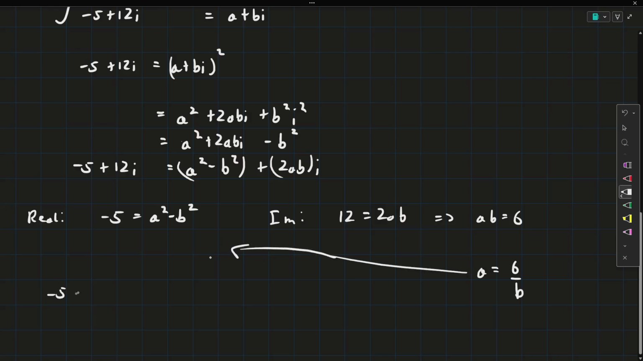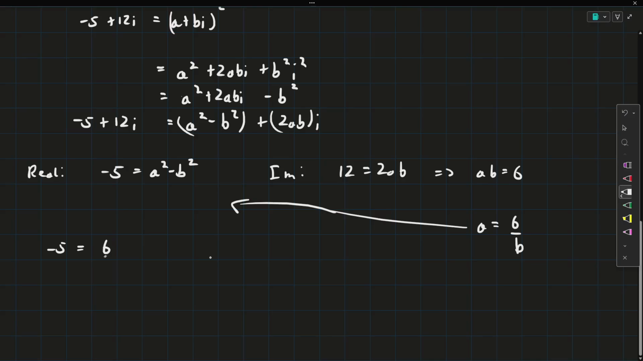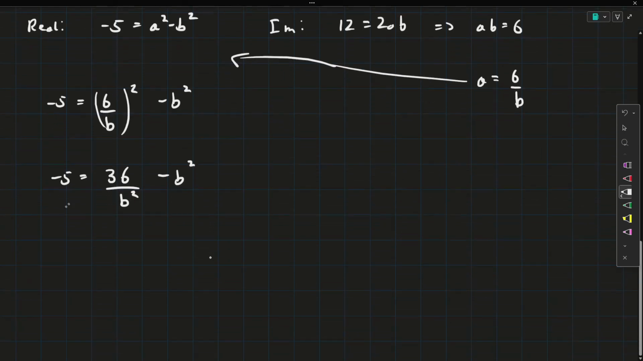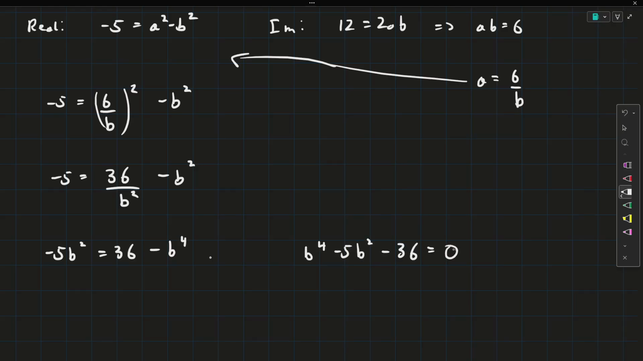So we'll have minus 5 is equal to 6 over b, the whole thing squared, minus b squared. And now to solve this, we can just square this. We get 36 divided by b squared minus b squared. Multiply everything by b squared. We'll get minus 5b squared is equal to 36 minus b to the power 4. I'll bring everything to the left side and say that b to the power 4 minus 5b squared minus 36 will be equal to 0.